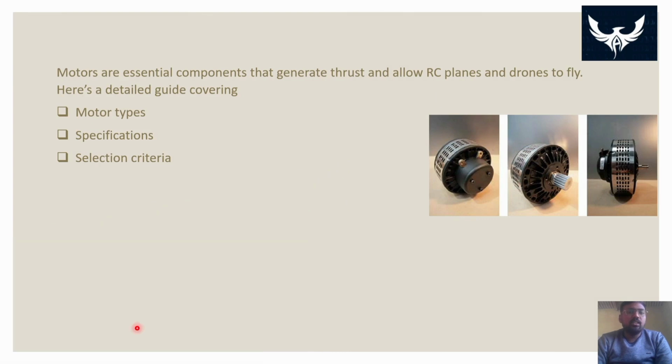Now let's start our topic, motors. As we see in RC planes and drones, we use motors, and they are essential components because they generate thrust which allows our model RC plane or drones to fly. So in this video, we will discuss in detail the motor types we use, the specifications, and the selection criteria for the motors for our models.